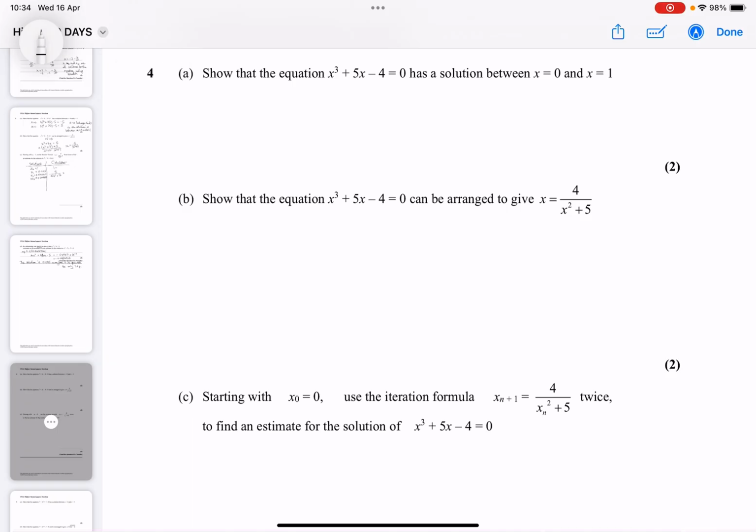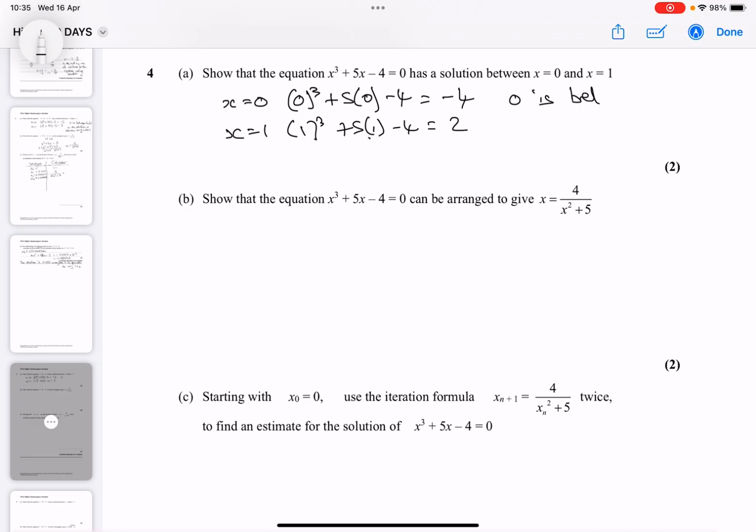Right, so here we go, another one, number 4. So we've got x equals 0, 0 cubed plus 5 lots of 0 minus 4 equals minus 4. x equals 1, 1 cubed plus 5 lots 1 take 4 equals 1 plus 5 is 6 take 4 is 2. 0 is between minus 4 and 2, so the solution is between x equals 0 and x equals 1.